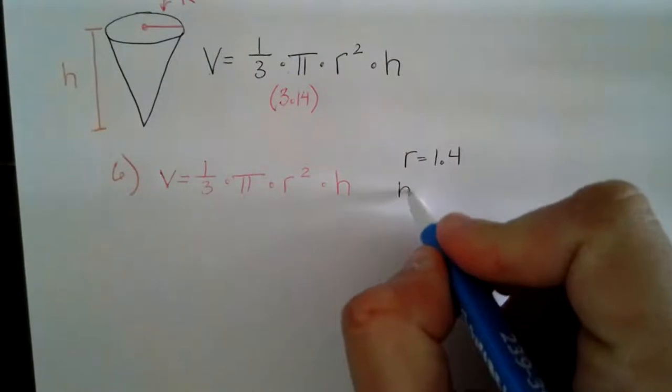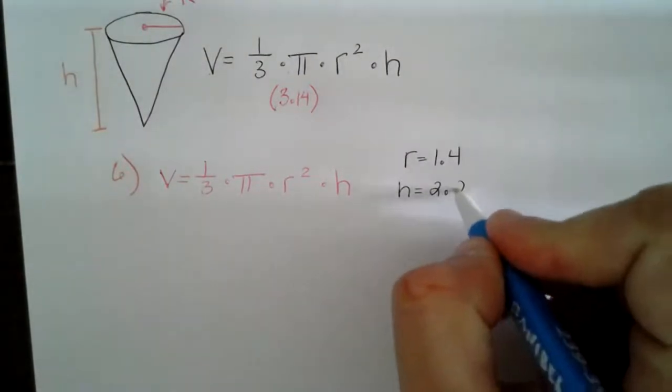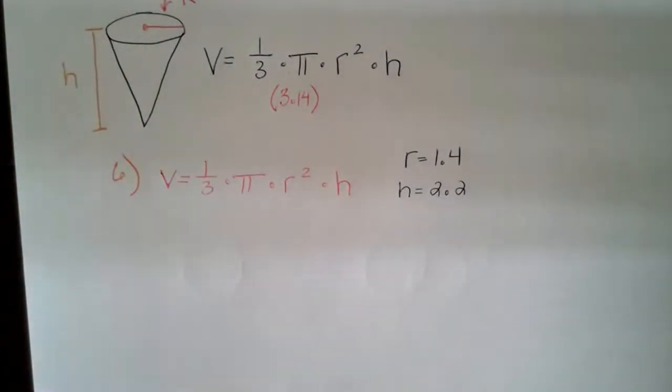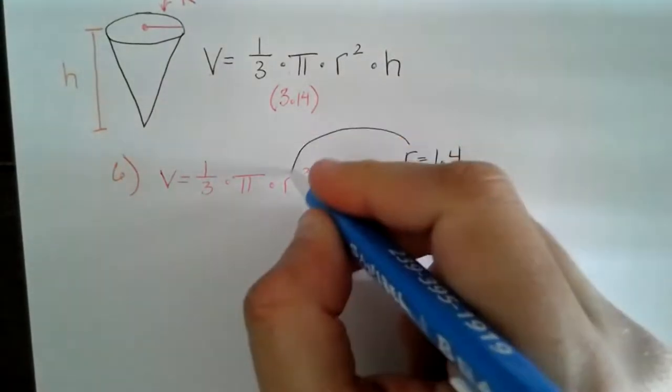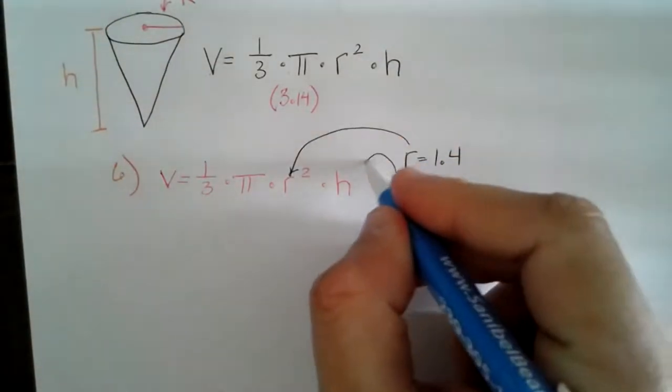It tells you that the height is equal to 2.2. Now, parents, this is what we always tell your kids to do. We tell them to write the formula down. And I think a lot of parents are going to watch and go, all right, well, it seems very simple, right? R, 1.4, plug it in. H, 2.2, plug it in.